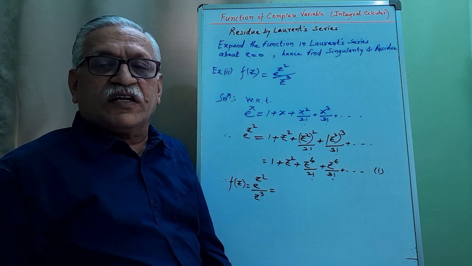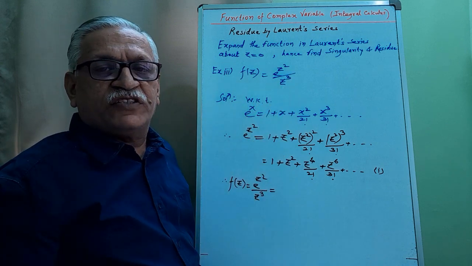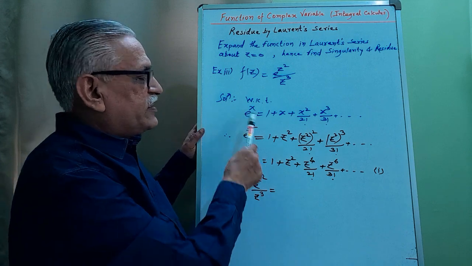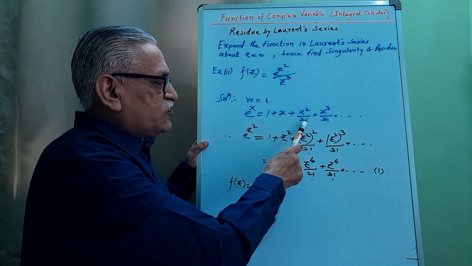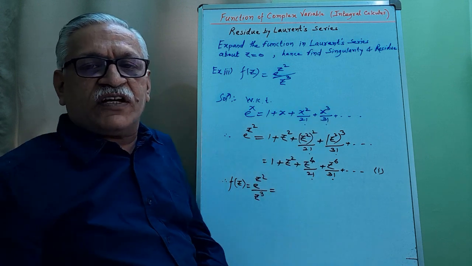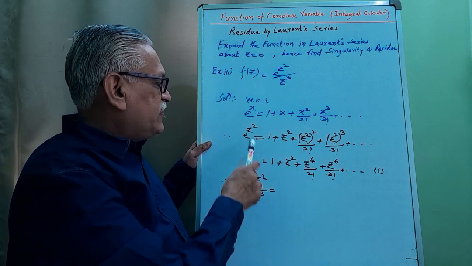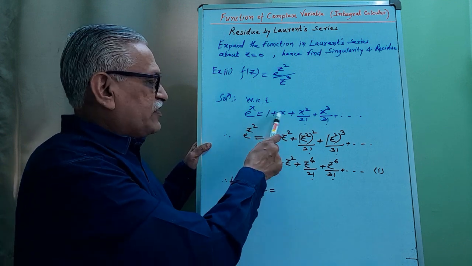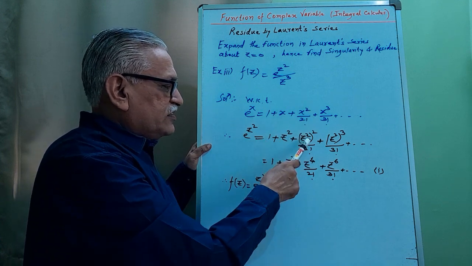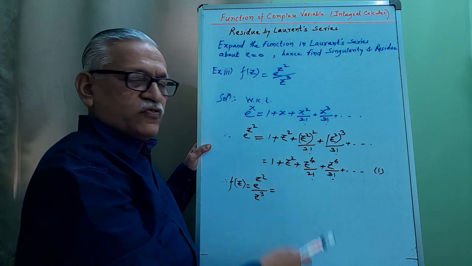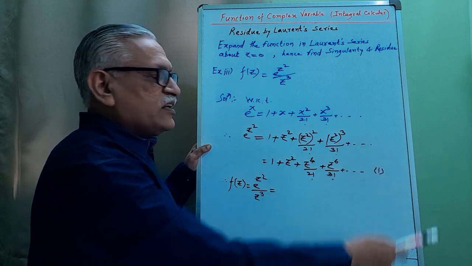Third example, obtain the Laurent series for the function f of z is equal to e raised to z square upon z cube. Once again, we take the help of the standard series of e raised to x as 1 plus x square by 2 factorial plus x cube by 3 factorial and so on, an infinite series. Using this, replacing x by z square, we get the first term as 1, next z square, next z square squared divided by 2 factorial, plus z square cubed divided by 3 factorial and so on.